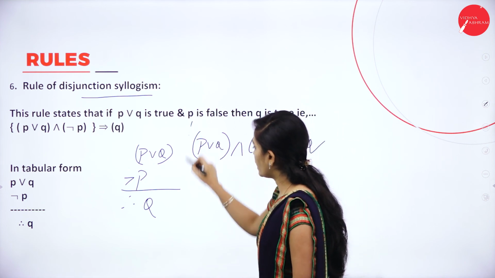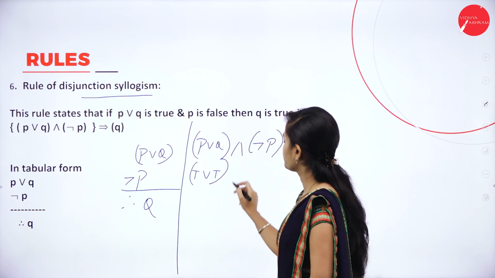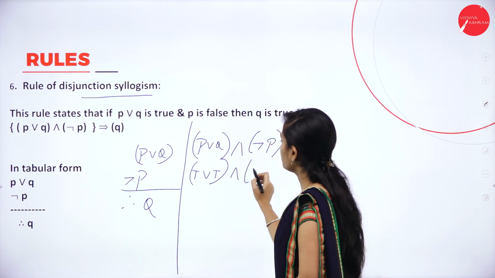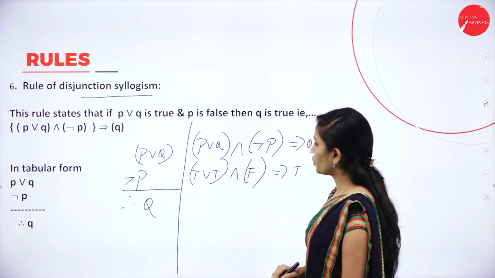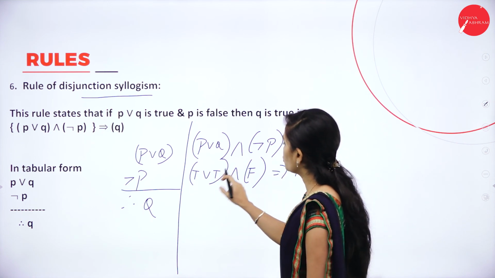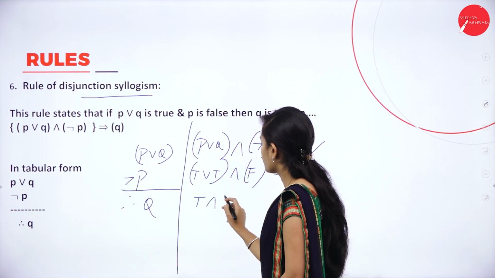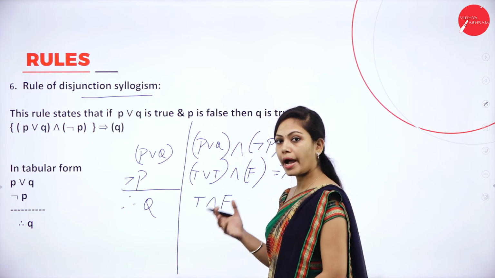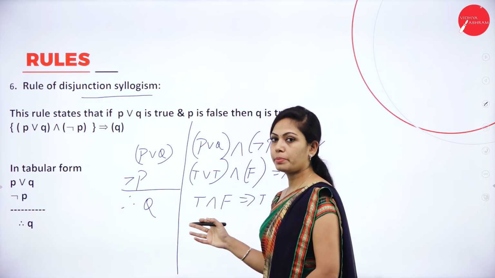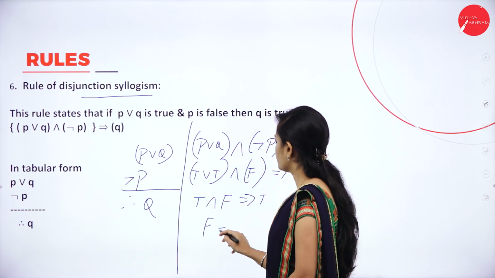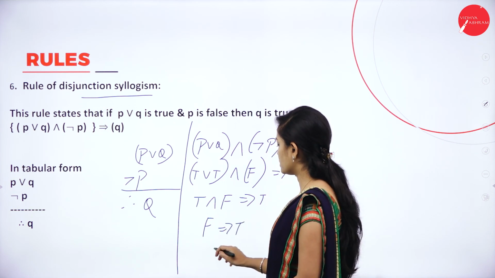I will write the truth values. P or Q is true and negation P means it is false. So, Q is true, right? So, true. True or true means what? It is true. And false. True and false means true and false. And operation we are using, it is false. So, it is not valid because we got false here.